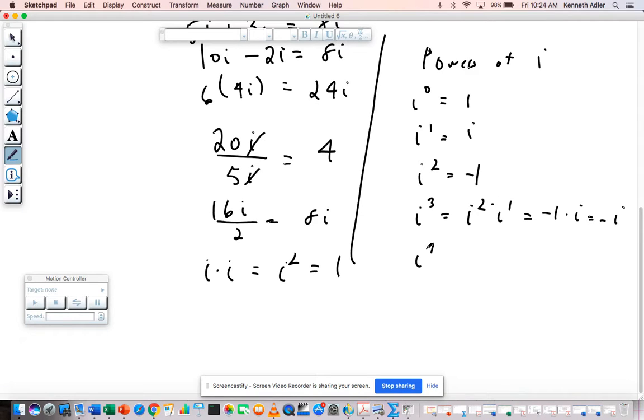Well, let's keep going. i to the fourth. How would we break down i to the fourth? What are some ways to break down i to the fourth? We could do i squared times i squared. What's that? That's 1. So i to the fifth. Well, it's i to the fourth times i, right? So 1 times i, that's i. Coincidence? I don't think so. What about i to the sixth? What do you think? Well, it's i to the fourth times i squared.